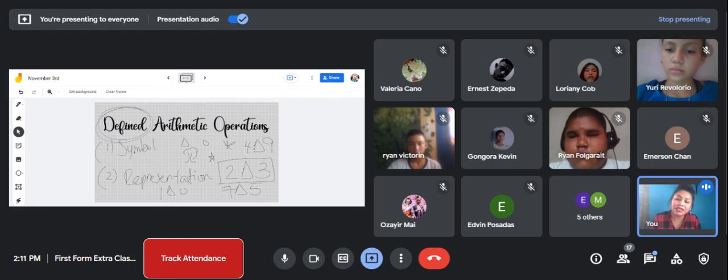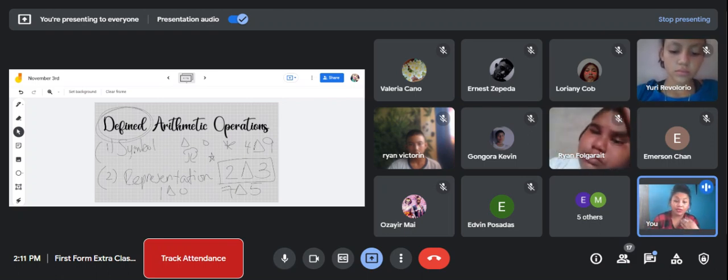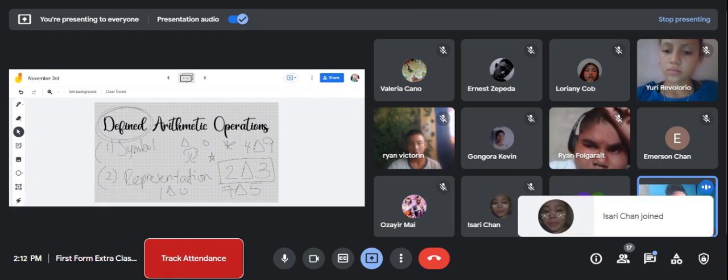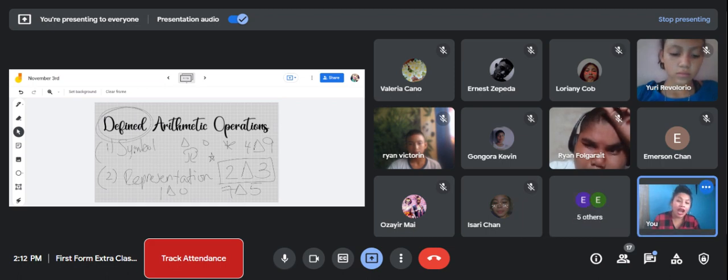And the circle could mean something else. The circle could mean you multiply the first number and the second number, then you subtract it from the second number. And these questions could keep changing each time. And that is the beauty of having defined arithmetic operations, because these definitions that they're giving you for a symbol are unique to each question.